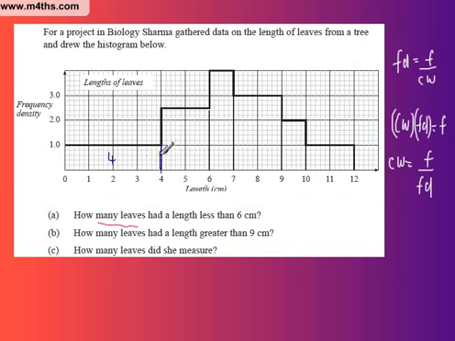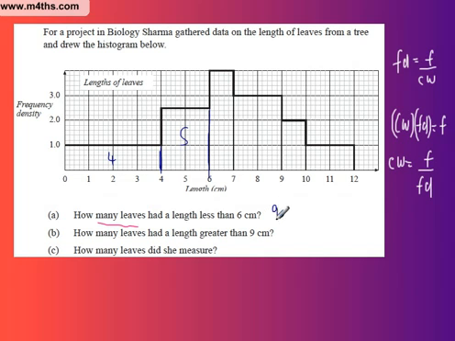That part just there. Now, 6 centimetres is just here. So now the class width is 2 and the frequency density is 2.5. So I've got 2 times 2.5, which is going to be 5, and I'm using that one just there. Frequency is the class width times frequency density.